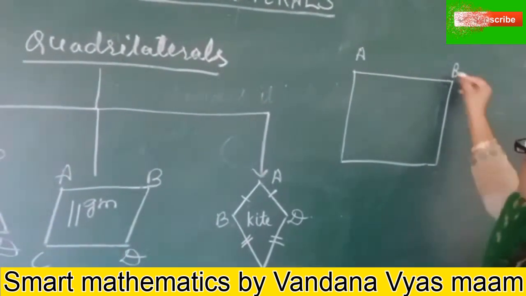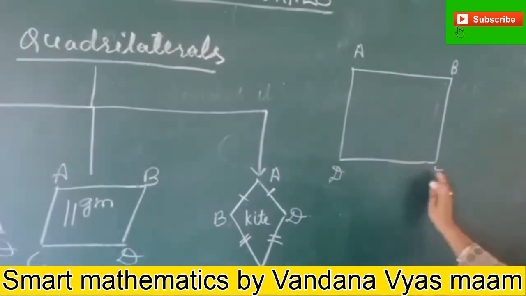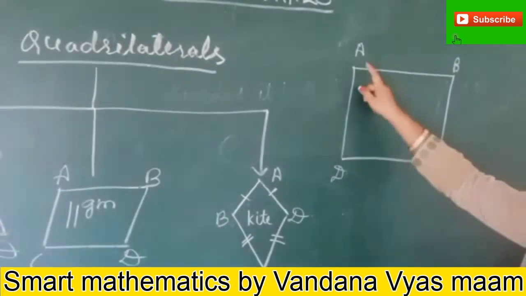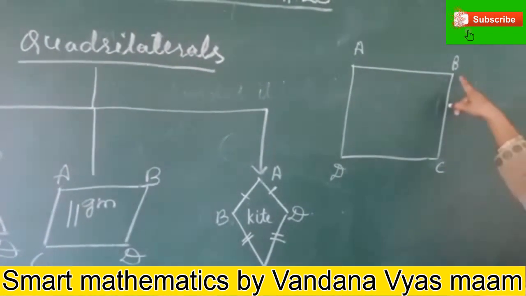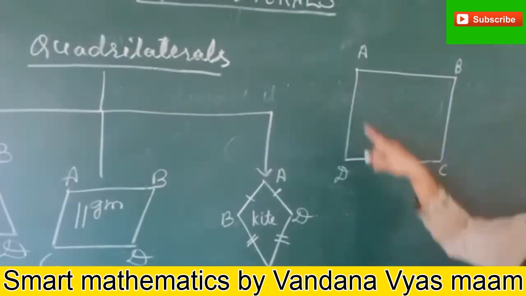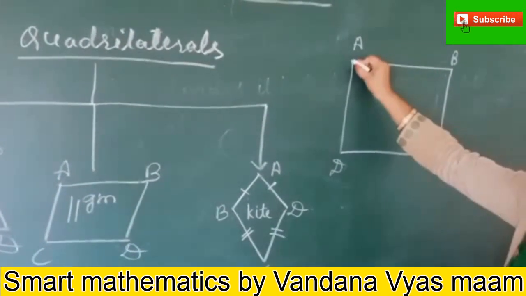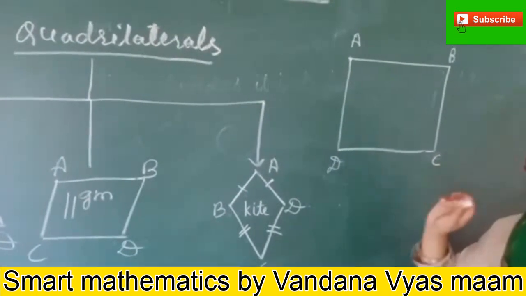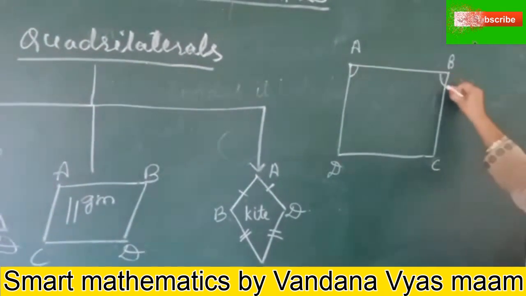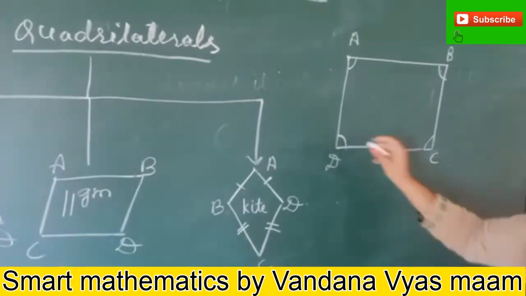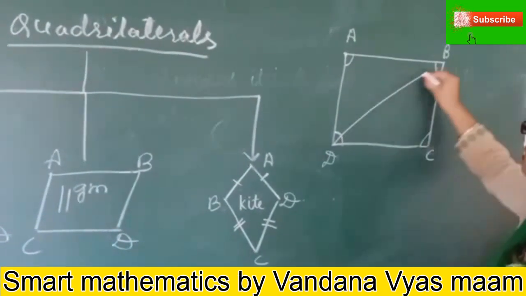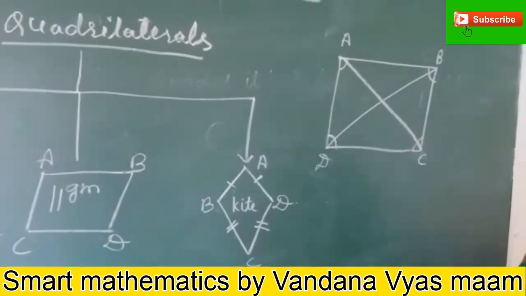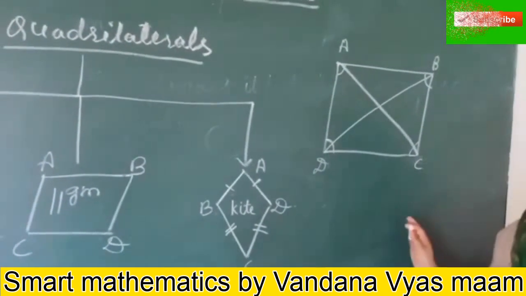A, B, C and D. A quadrilateral has four sides, that are AB, BC, CD and DA. A quadrilateral has four vertices, that is A, B, C and D, having four angles A, B, C and D, and having two diagonals, that is BD and AC. Clear?